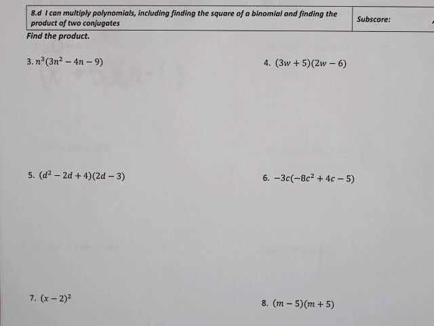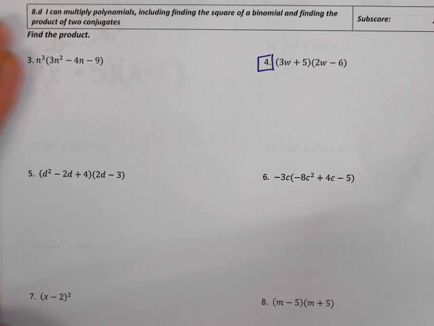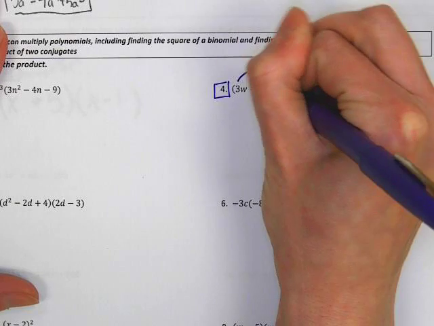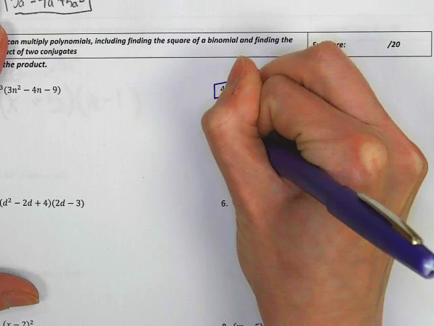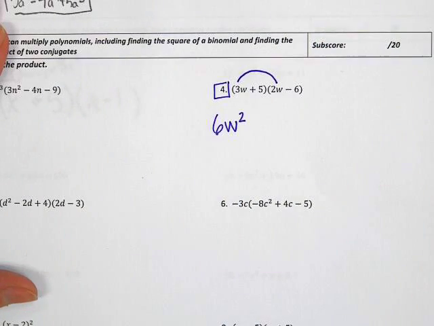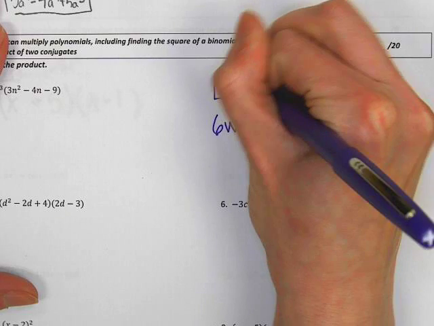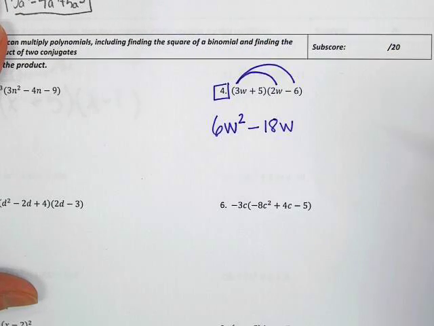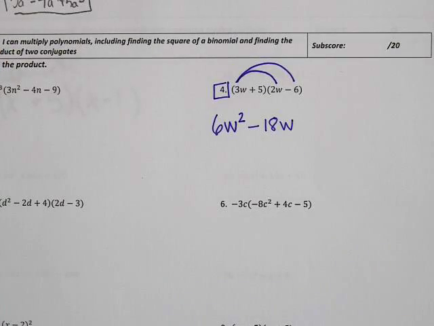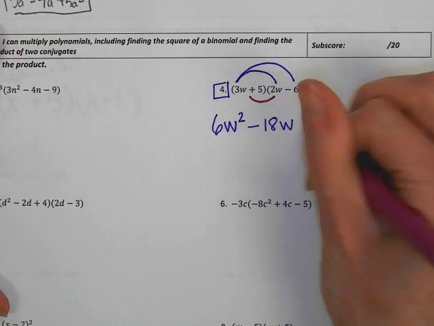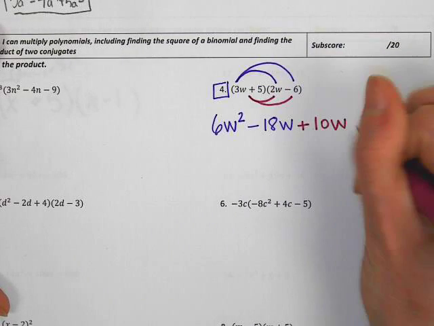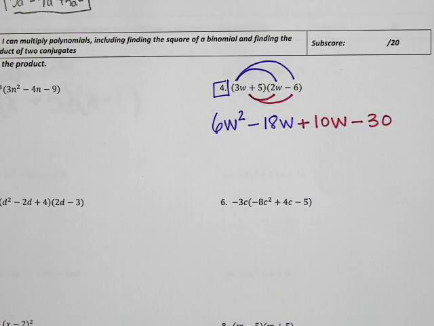I'm going to choose this one. Okay, so we're going to double distribute. 3w times 2w is 6w squared. Don't forget the squared. And then 3w times negative 6 is negative 18w. And then to complete the rainbow, we're going to do 5 times 2w, which is 10w. And then 5 times negative 6, which is negative 30.